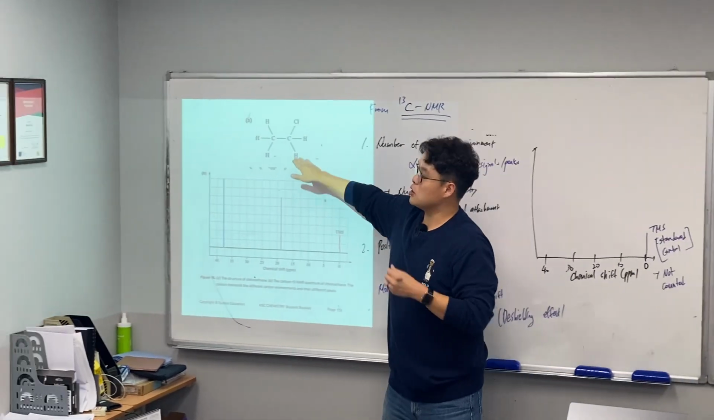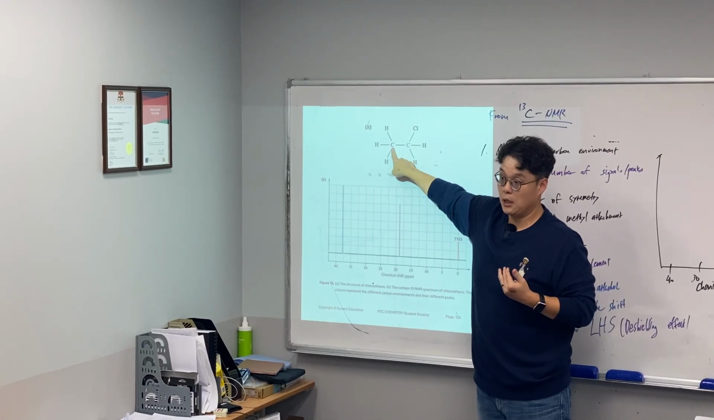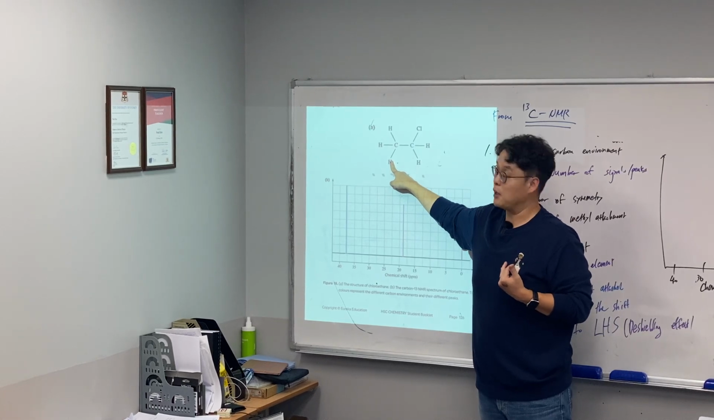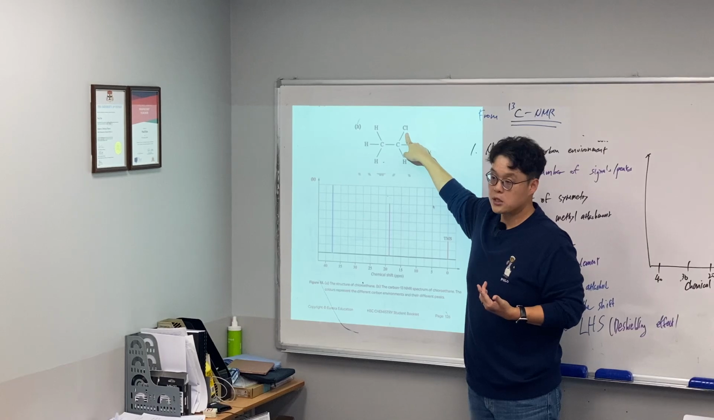Same for the chloroethane given here. This purple carbon is well shielded because it has 3 hydrogens working as a shield. Can you imagine that? But this carbon in blue is de-shielded, less shielded, because it has chlorine attached.